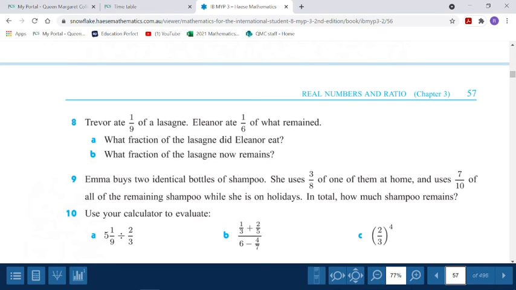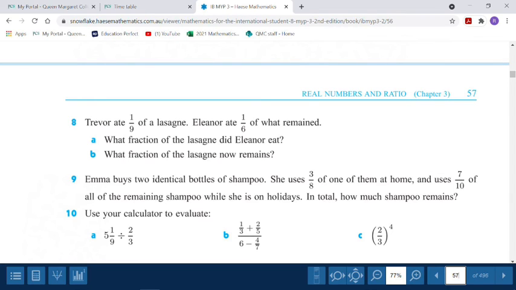So here, he ate some lasagna, then she ate some of what's left. So they're both eating lasagna, aren't they? So we're talking about eating, how much was eaten and how much was eaten. So is that a divide or multiply? There you go. Good. Multiply. How much now remains? If you eat some and you eat some, how much is left? How can I tell how much is left?